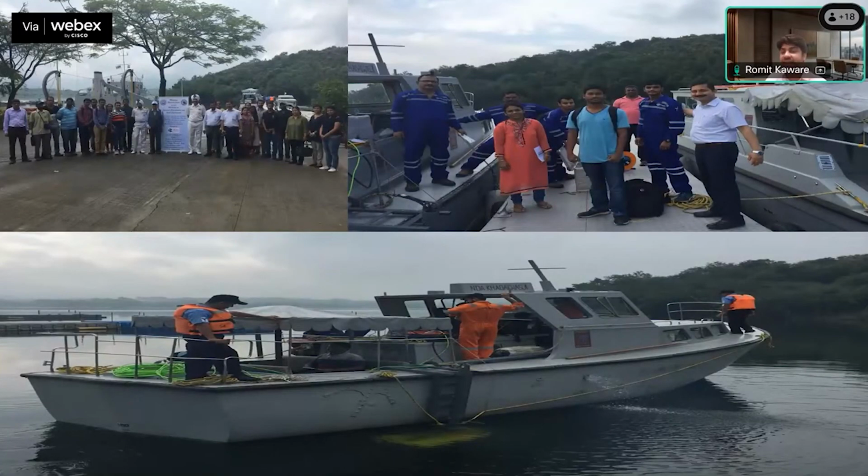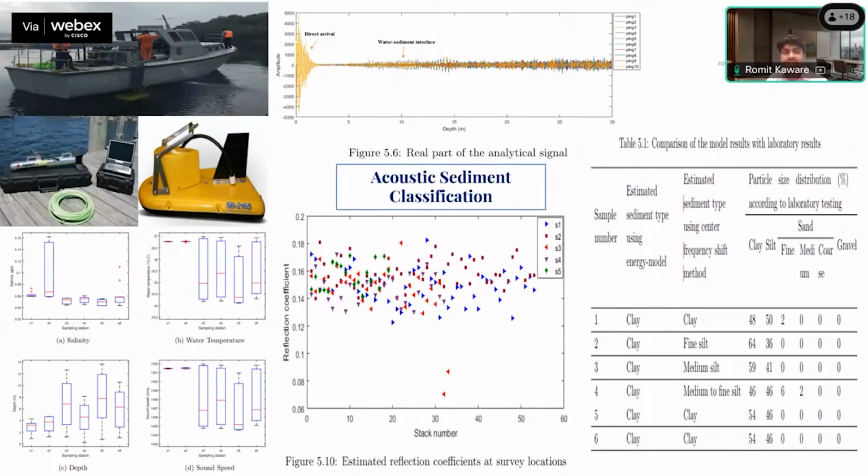Now, these are some of the case studies that we have taken up. This was taken up in the Khadakwasla Dam, so that we are able to validate the acoustic-based sediment classification. So here we had various acoustic systems like the sub-bottom profiler and side scan sonar deployed on the ships. Apart from that, we also took the CTD measurement, that is the salinity, temperature, pressure measurement, so that we are able to map the speed of sound within that particular propagation medium.